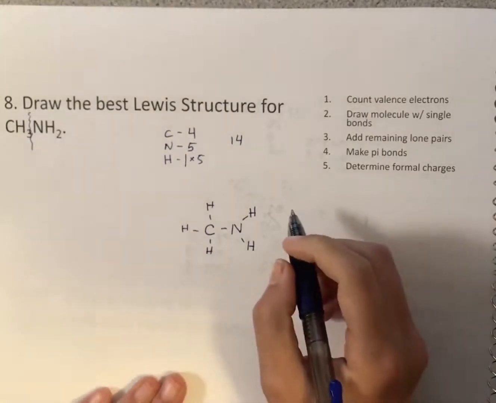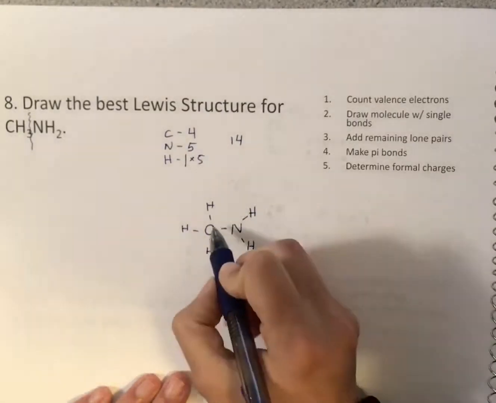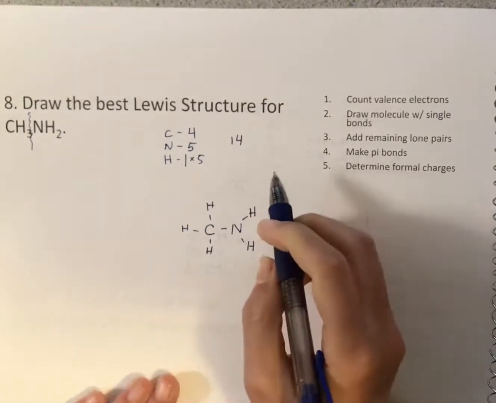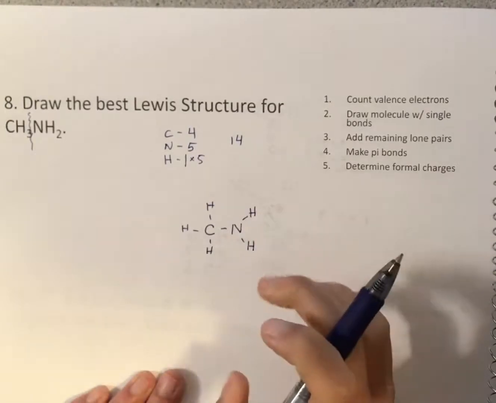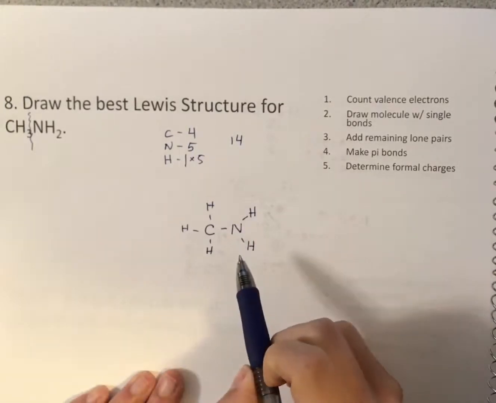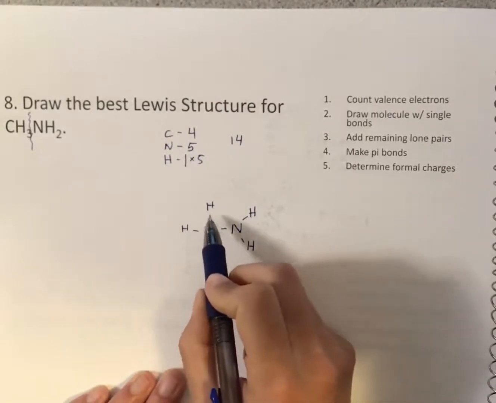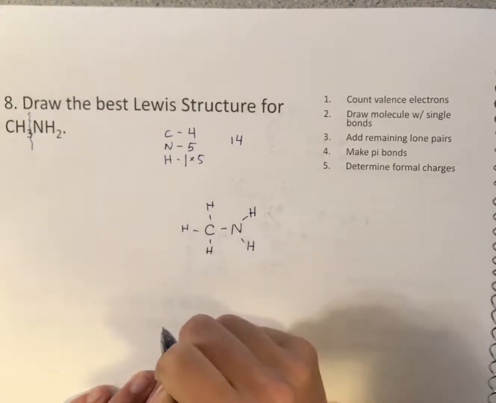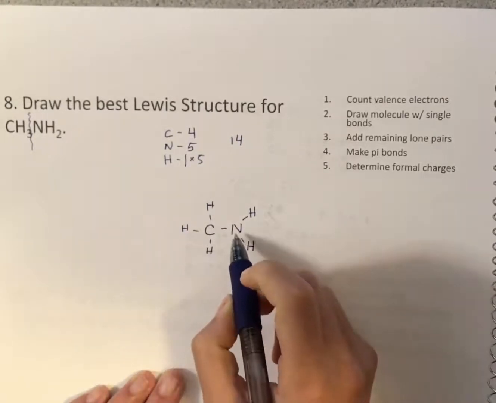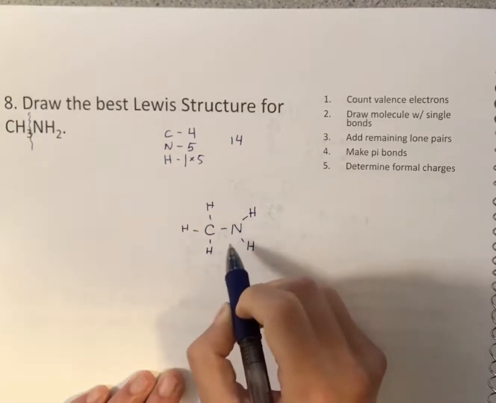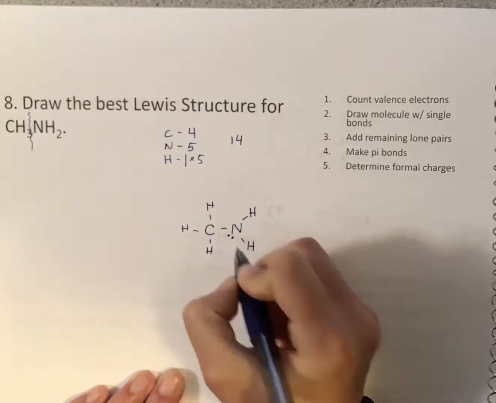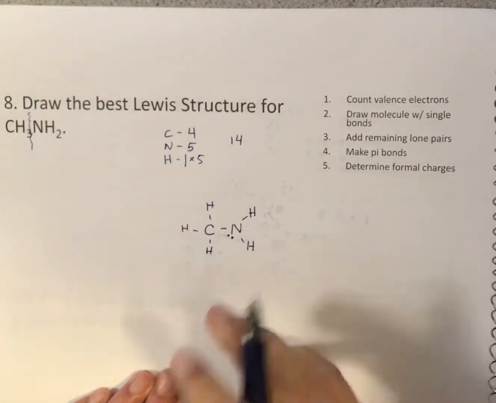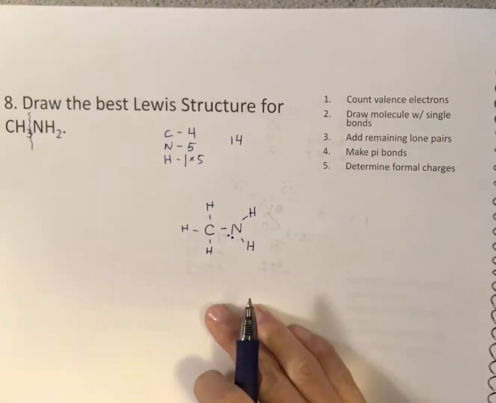So let's count up our electrons now. 1, 2, 3, 4, 5, 6, 7, 8, 9, 10, 11, 12. So we have 2 more. It might not be immediately obvious where to put your electrons, but carbon already has 8 electrons in its valence shell now because we have 4 bonds, each with 2 electrons. 4 times 2 is 8. Nitrogen, however, only has 6 because we just have 3 bonds with it. So we'll stick the lone pair on nitrogen. This is going to be the best structure for CH3NH2.